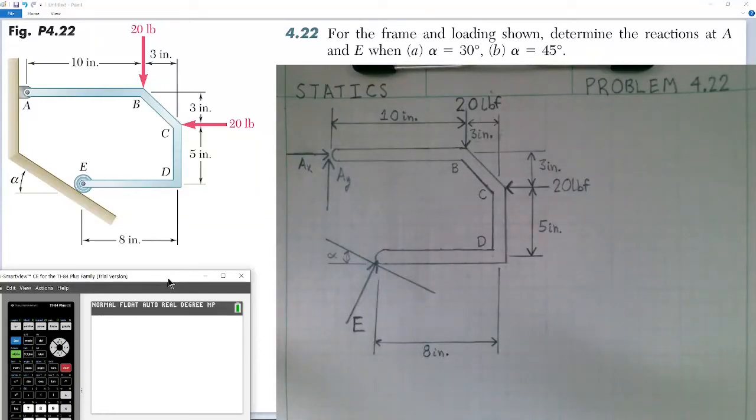Okay guys, welcome to today's lesson in statics. Today we're covering problem number 22 from chapter 4.